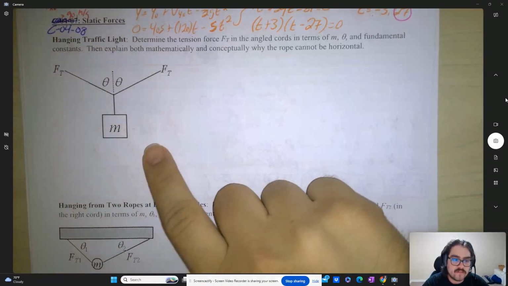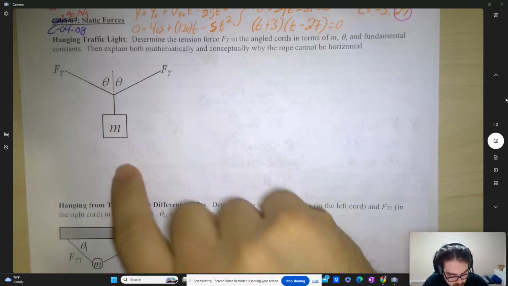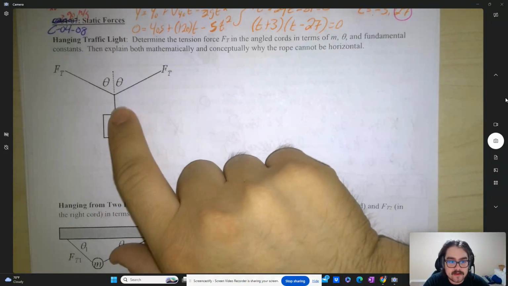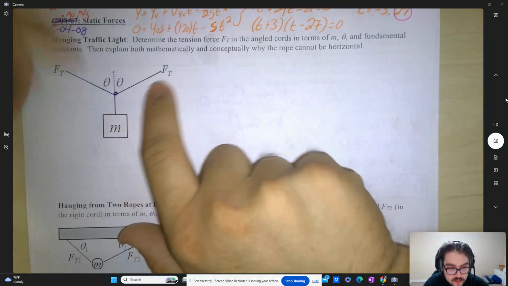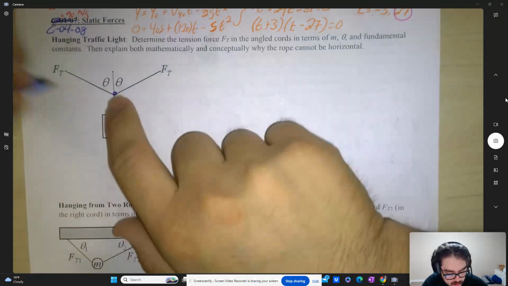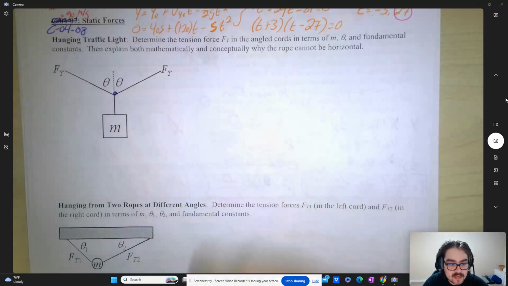We have a hanging traffic light example. We call it the hanging traffic light example because this is kind of like a traffic light hanging from two ropes. Maybe it's got one rope here that connects to some sort of point where the two other tensions intersect. But you have two tensions that are both directed at the same angle from each other.